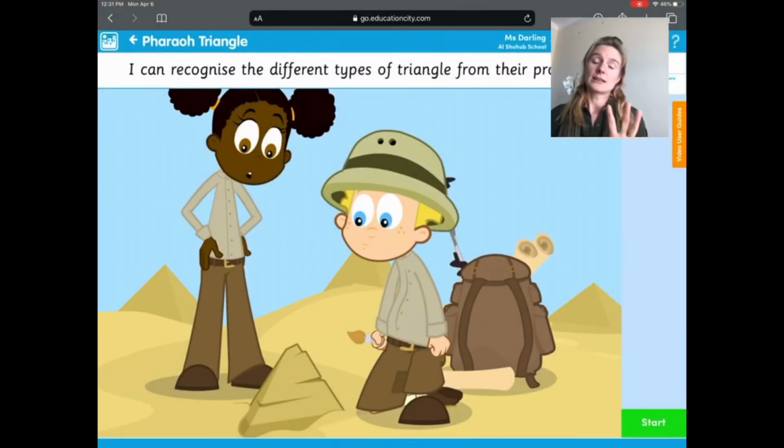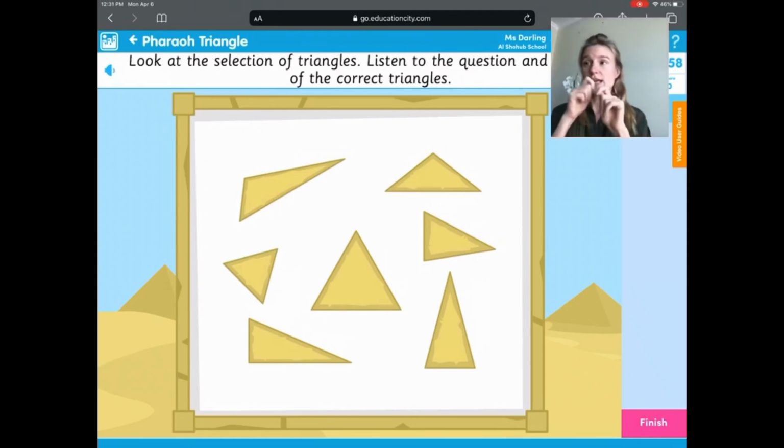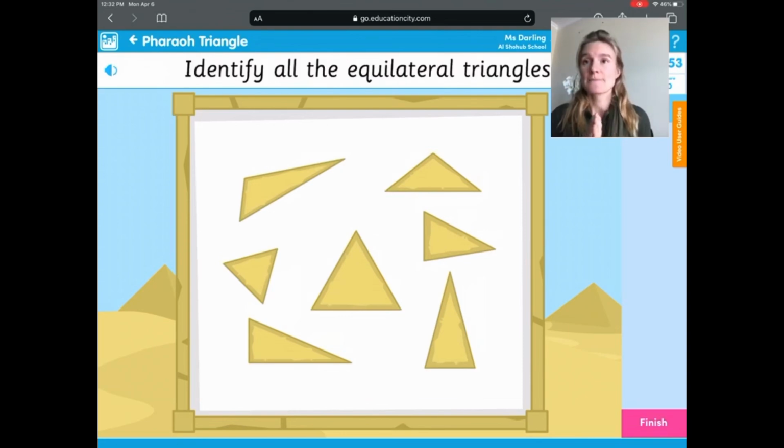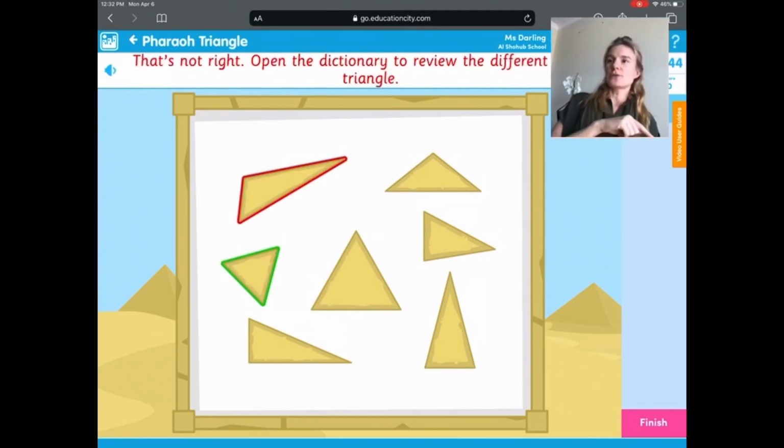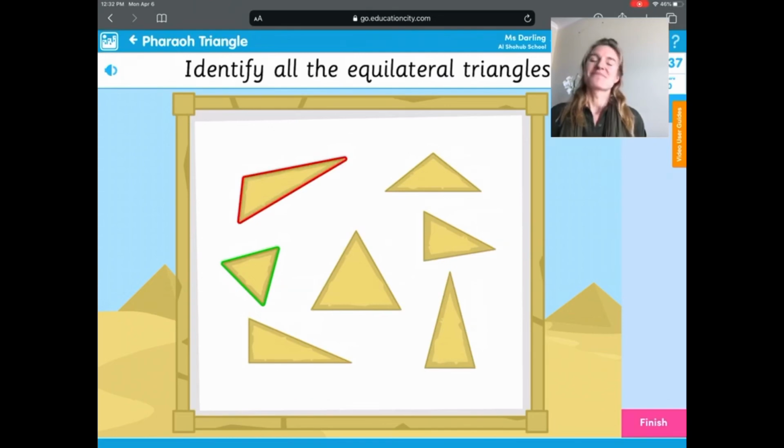So you have a little game that you can play first where you have to shoot triangles. You'll see that on the planning. And then this is your independent task on Education City. We're going to have to identify what it asks you to identify. The first question is all the equilateral triangles. So you're going to click on all the equilateral triangles and press go. See if you get it right. You have around 12 questions. Once you finish the questions, it'll send through to me. I will review your answers and give you feedback. If you get stuck on anything, please let me know, okay?